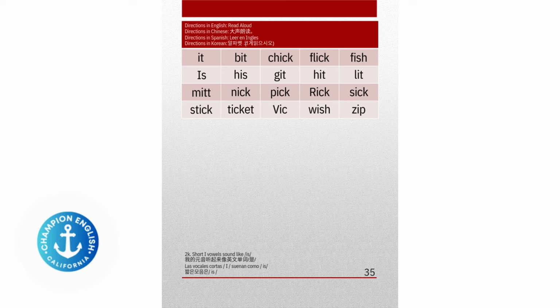P and ick, pick. R and ick, rick. S and ick, sick. St and ick, stick. T and it, ticket. V and ick, Vic. W and ish, wish. And z and ip, zip. Good job, students. And let's go on to the next page.